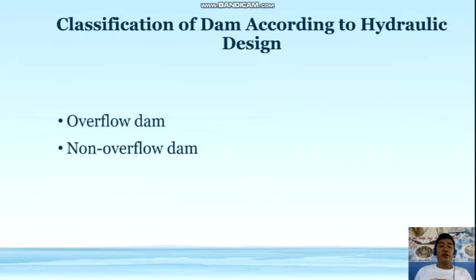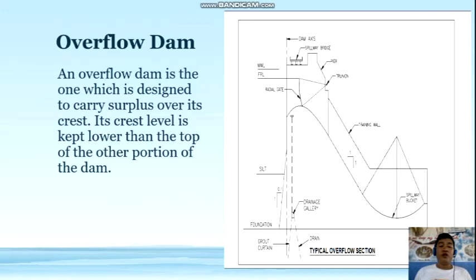Classification of dam according to hydraulic design. So first is the overflow dam and next is the non-overflow dam. So what is an overflow dam? An overflow dam is the one which is designed to carry surplus over its crest. Its crest level is kept lower than the top of the other portion of the dam. So the picture shown on the screen is a typical overflow section sample of a dam.